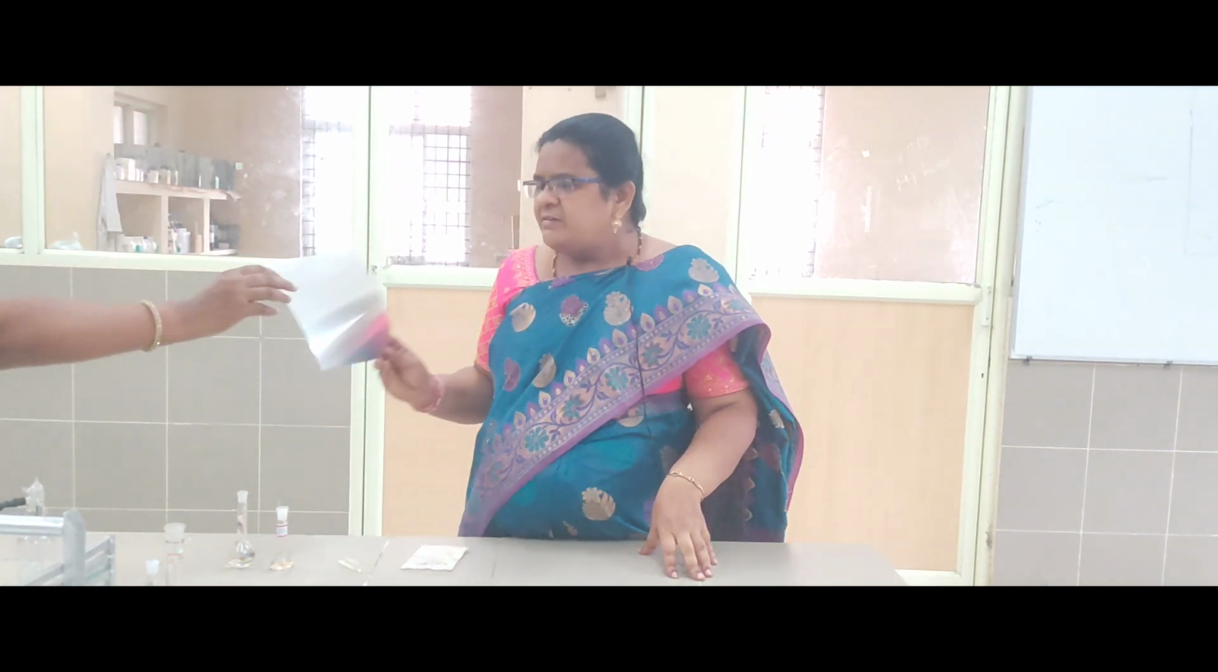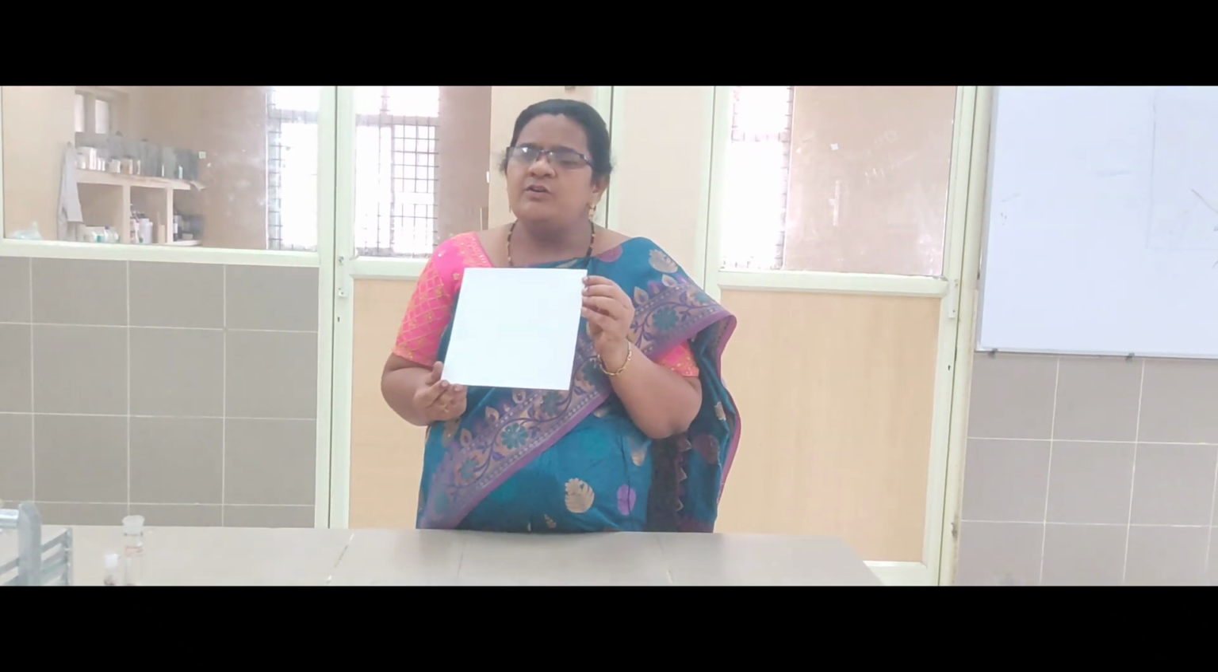Then you have to take TLC plates. These are the commercially available TLC plates. This is the aluminum side, and this acts as the stationary phase. For doing chromatography we require a stationary phase, which is a fixed phase, and a mobile phase, which is a moving phase.